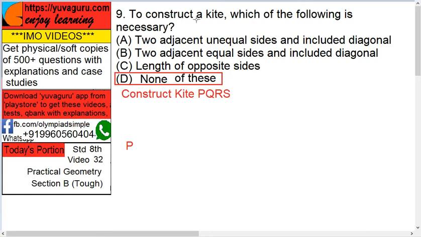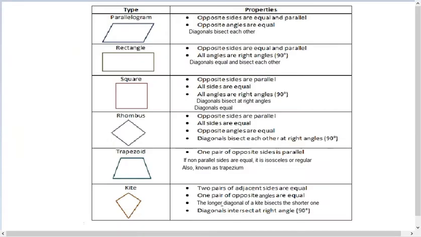Third, length of the opposite sides. Okay, let's check this also. Suppose in this kite, I know the length of the opposite sides. This is 5 and this is 7. Okay, I'll put a point over here, draw an arc of 5 and draw the arc of 7, because these two sides would be equal. So arc of 7 over here, arc of 5 over here. Okay, where is the next point? I don't know anything. Where should I put the next point? So that's why this is also not true. So the answer is D, none of these.